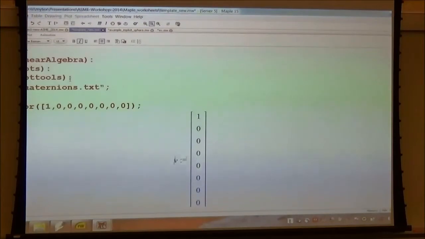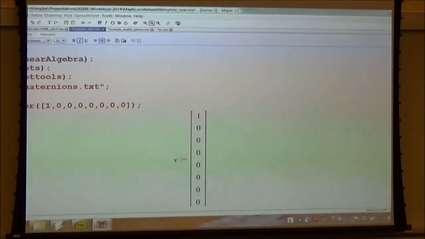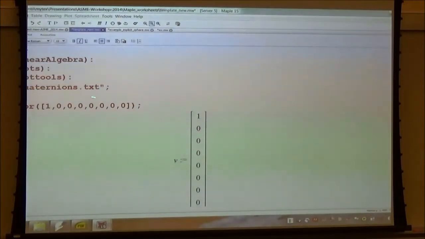Okay, it's not full here. Oh yeah, one can see it. Can I make this smaller? My screen is full. Okay, this is a Maple worksheet, and this package is called Quaternions.txt. You load it, and then you have the quaternion things you need in kinematics loaded.